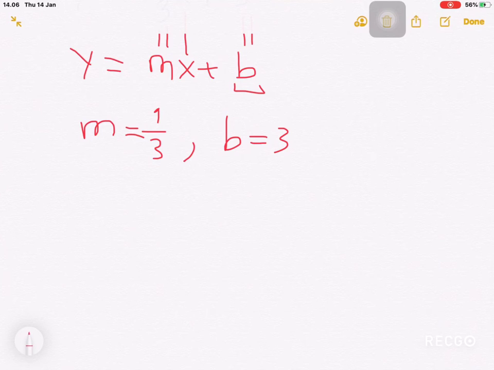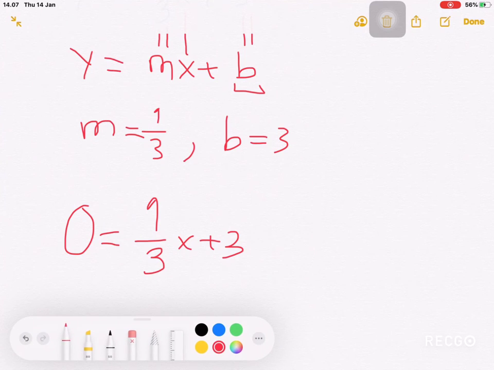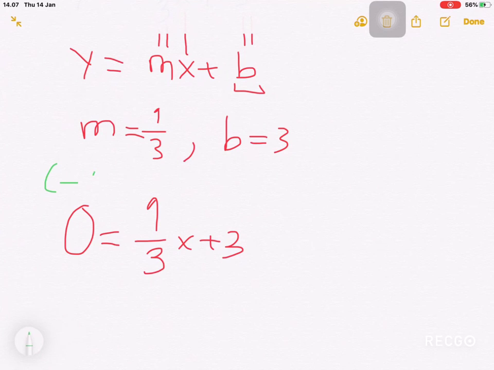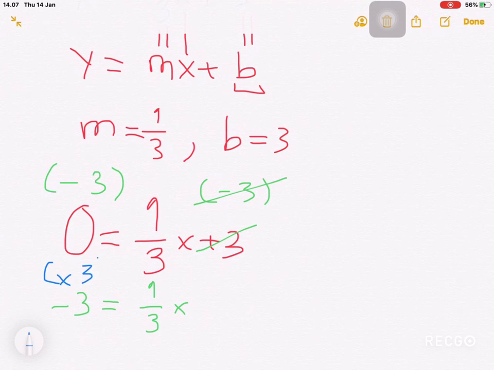So let's see. If we plug in y equals 0, we get 0. It's equal to our original equation. I'll just rewrite it here. And we can just work things out by subtracting 3 from both sides. So this and that will cancel, and this will become a negative 3 on the left hand side, and then 1 over 3x. And then we can just multiply both things by 3 and just put them right here.